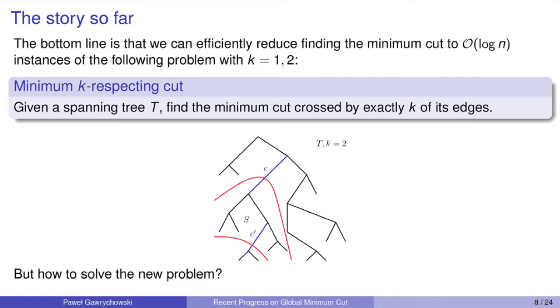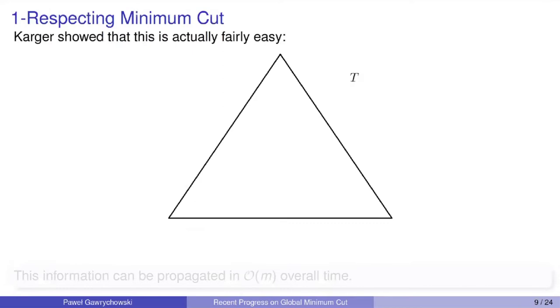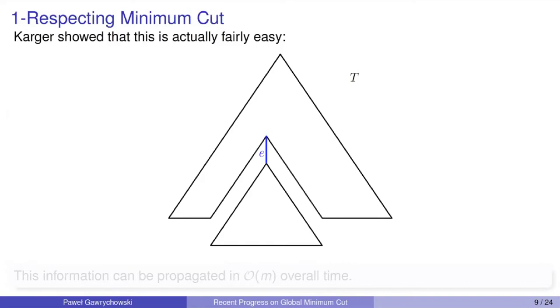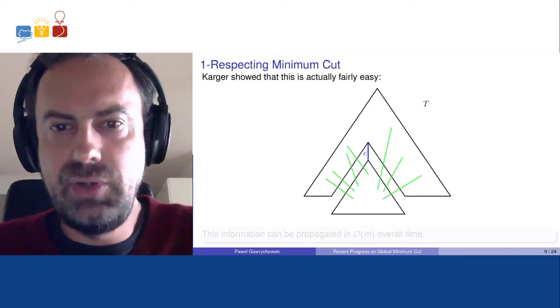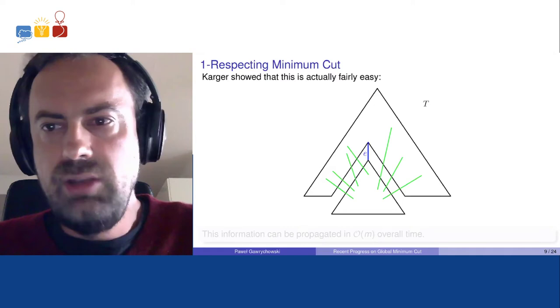So first he observed that one respecting is very easy, and you can see it, I think, in a few seconds. So you want to find an edge E in T that minimizes the total weight of all edges that cross the cut. So one endpoint is in the subtree of E and the other is not. So those are the green edges. They stick out of the subtree of E. And we will try all edges E one by one.